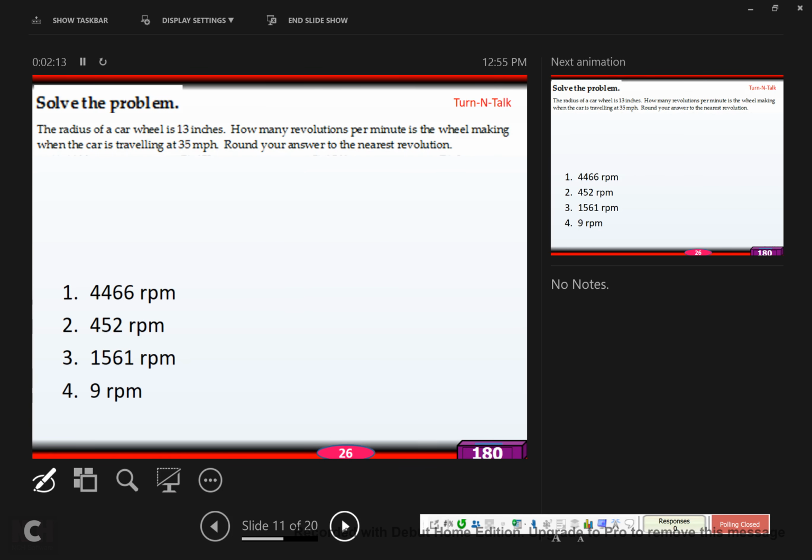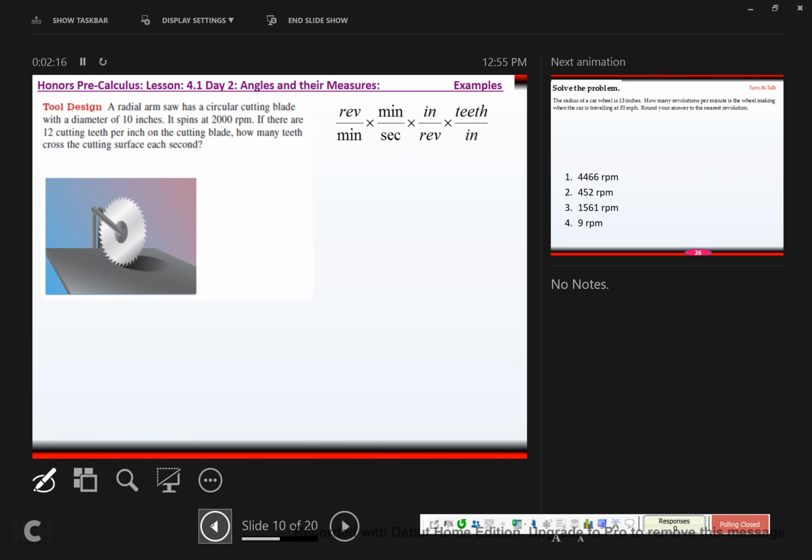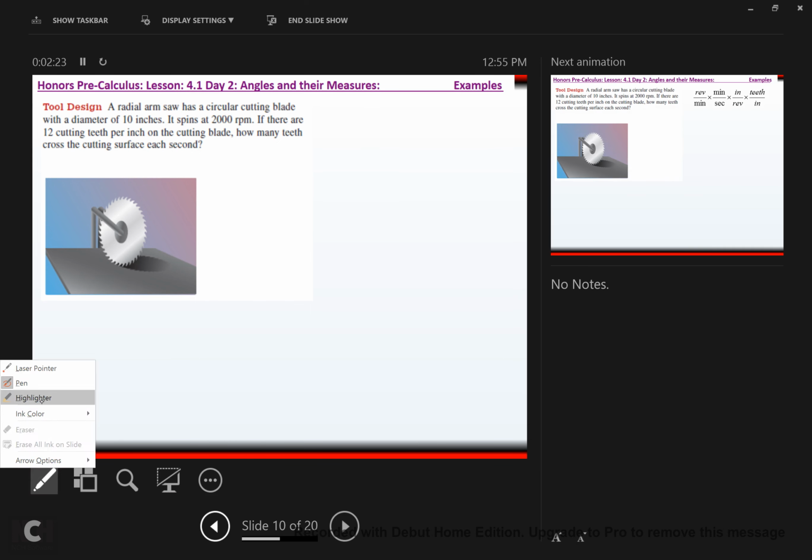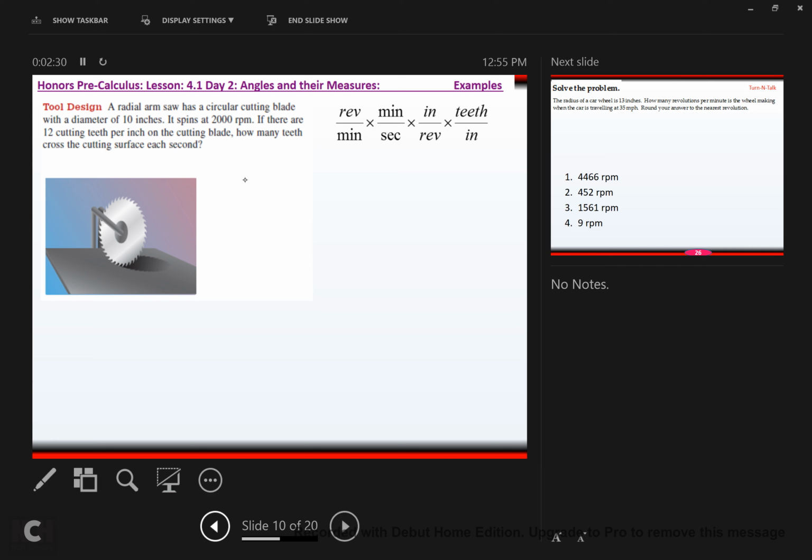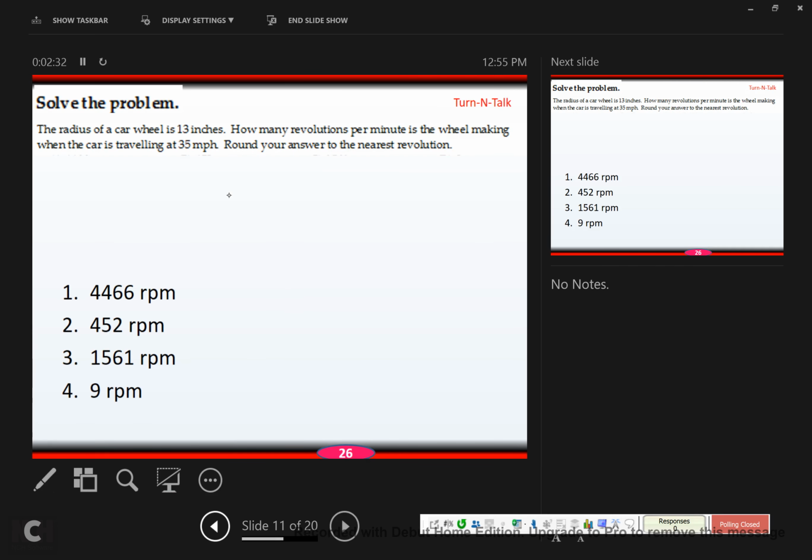Sorry, I gotta back up. So what we're gonna do, they're giving me 2,000 revolutions per minute. So I'm starting off, oh my gosh, my pen.